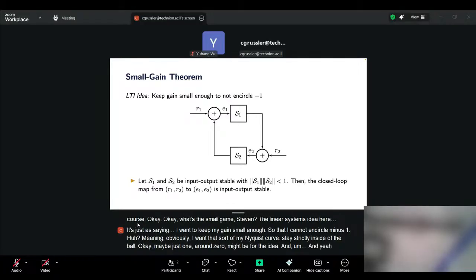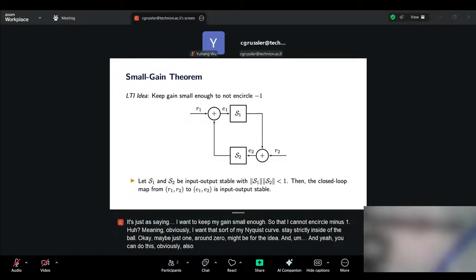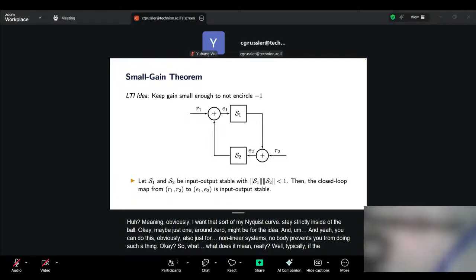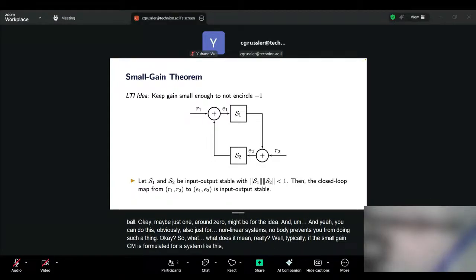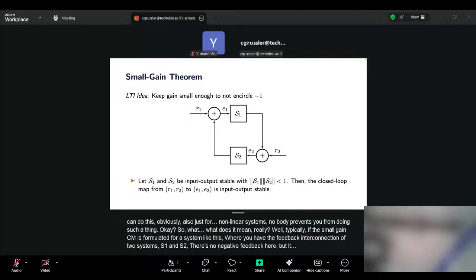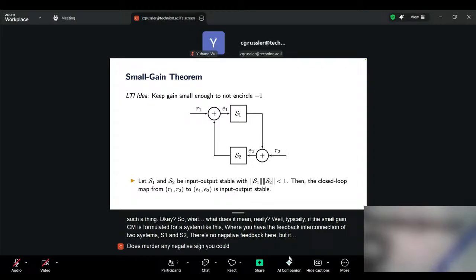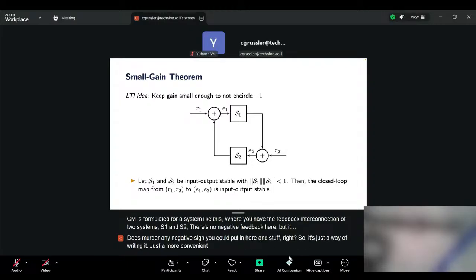And yeah, you can do this obviously also just for nonlinear systems. Nobody prevents you from doing such a thing. Okay? So what does it mean, really? Well, typically, if the small gain theorem is formulated in a system like this, where you have the feedback interconnection of two systems S1 and S2, there's no negative feedback here, but it doesn't matter. Any negative sign you could put in here, right? So it's just a way of writing it. That's a more convenient way.